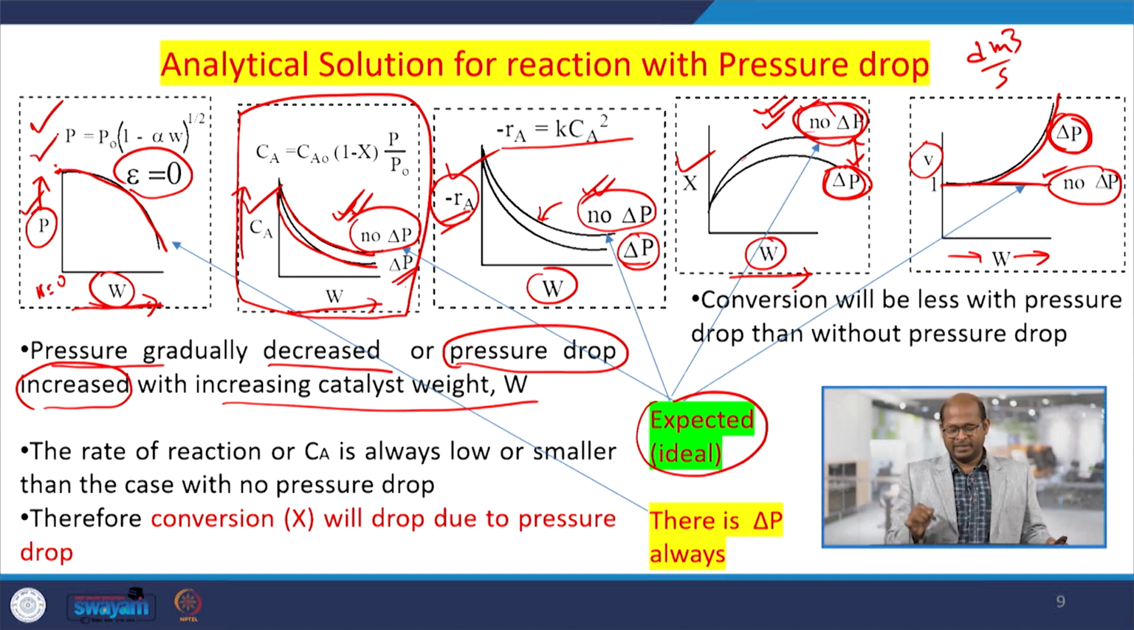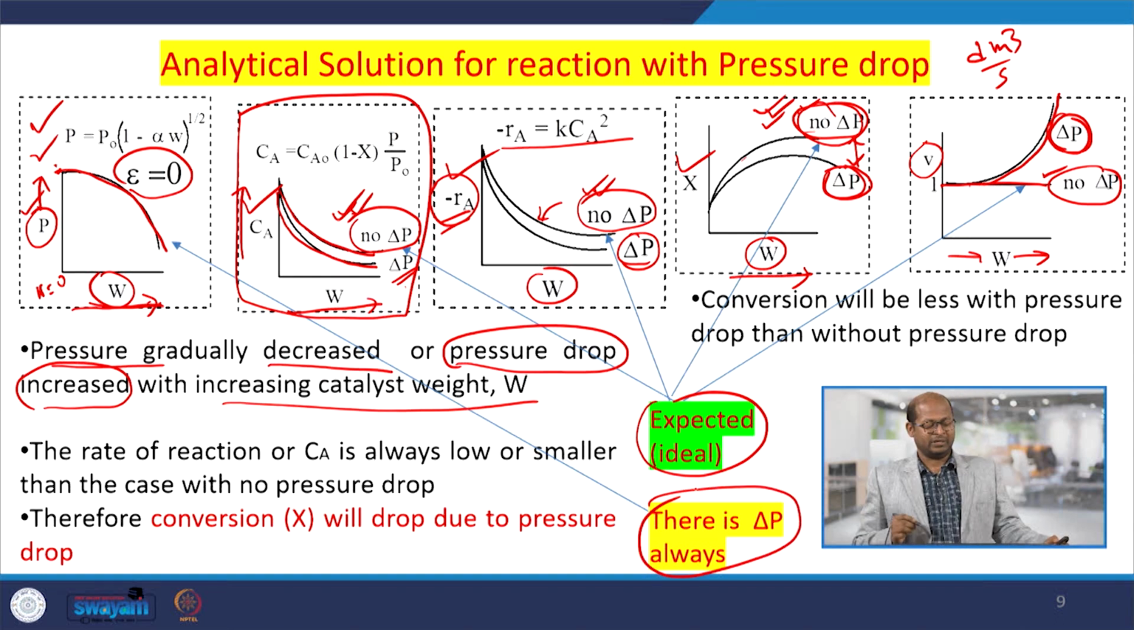So, this is what is expected in the ideal case, but in the real case there is some pressure drop. If there is pressure drop, then of course everything will be affected: conversions will be affected, rate will be affected, and the concentration of the reactants inside of the bed will be affected. Therefore, the overall system performance will drop, and we will not get the expected conversions and rate for a particular reaction.